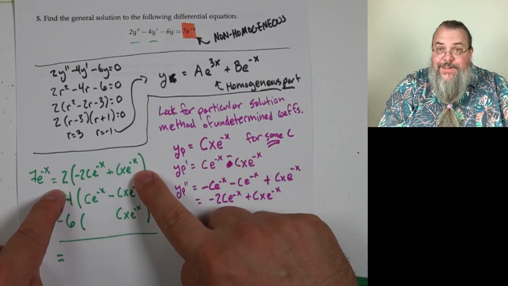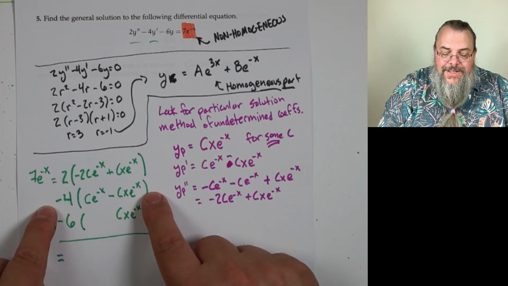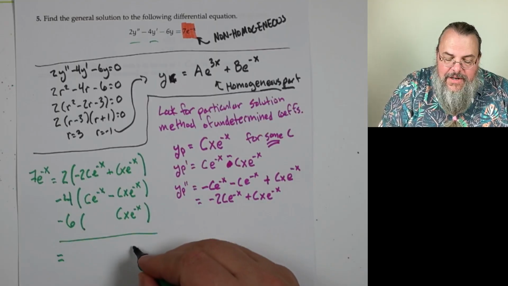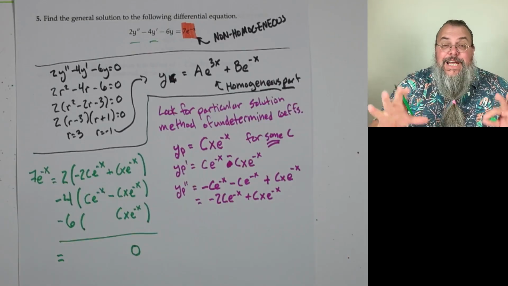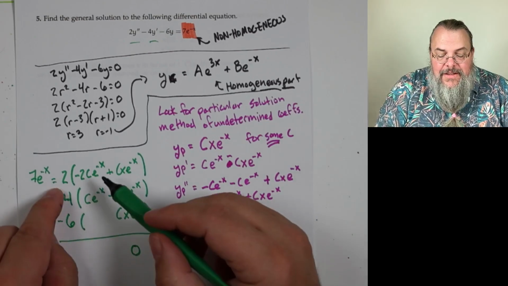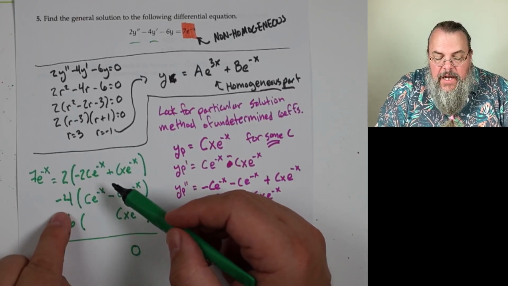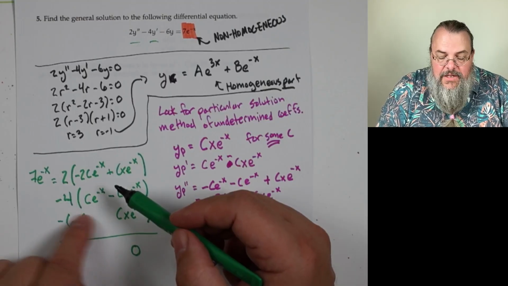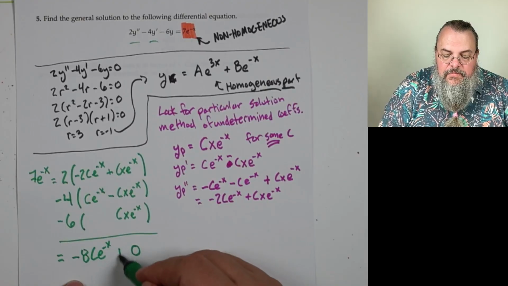2 times cx e to the minus x, plus 4, right? The minus 4 comes in, plus 4cx e to the minus x, minus 6cx e to the minus x says that that part adds to 0. And that's what should happen. Not coincidence, but design. Now, over here, you have minus 4c, and, well, nothing. So minus 4 makes minus 8c e to the minus x.